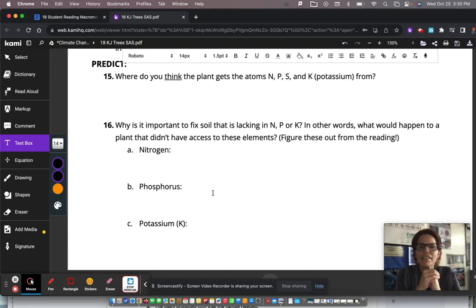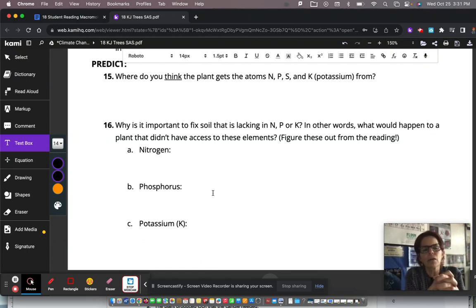All right, and then number 16, pause me if you need to take a moment to write number 15. Why is it important to fix soil or, if you're a gardener, to adjust the soil if it's lacking in N, nitrogen, P, phosphorus, or K, potassium? Well, we remember that those are critical for DNA and for proteins and other things. So in other words, what would happen to a plant that didn't have access to these elements?